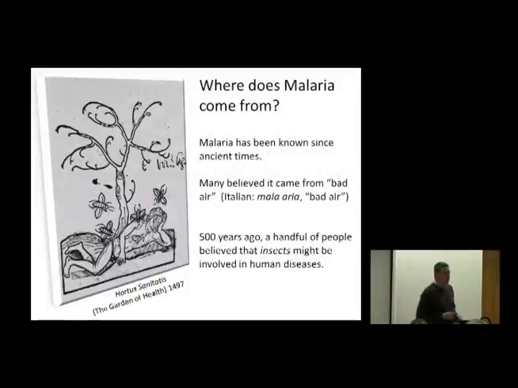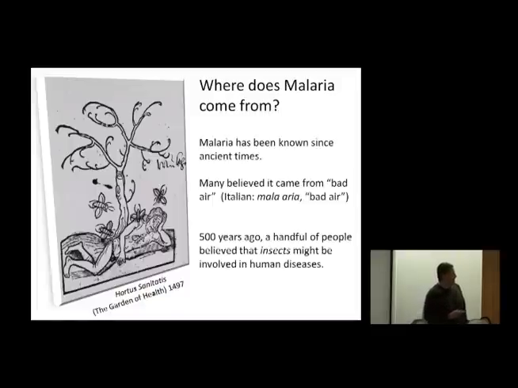So where does malaria come from? It's been around since the dawn of antiquity. We know about this from old Chinese, Babylonian, Egyptian writings. It's been around a long, long time. No one knew where it came from. People did notice actually that malaria tends to be worse around swamps. And what do swamps have? They have smelly, bad air. So people often thought maybe it's through the bad air, hence the name. Malaria is the Italian word for bad air.